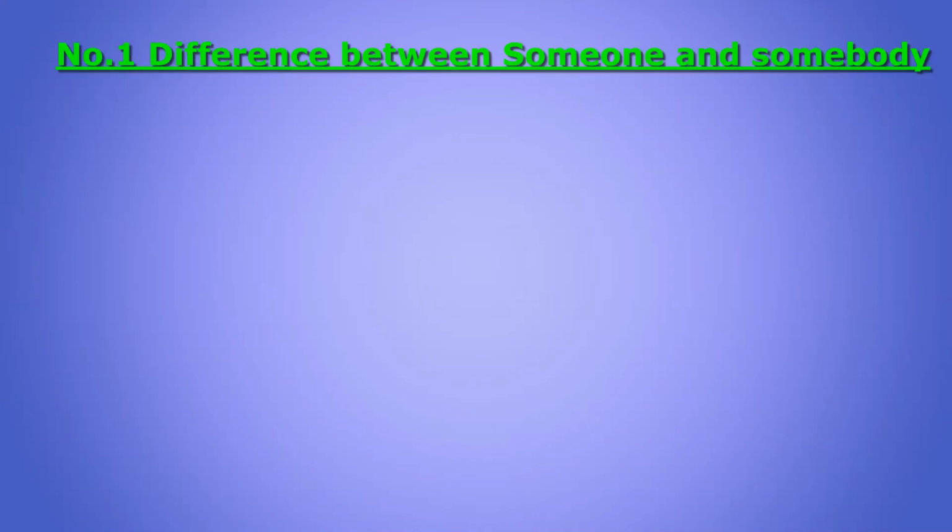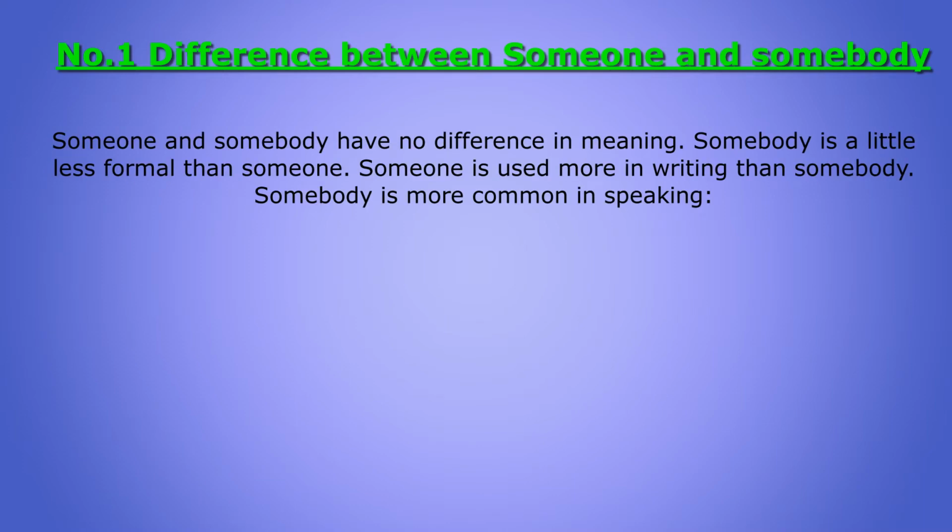Number one, difference between someone and somebody. Someone and somebody have no difference in meaning. Somebody is a little less formal than someone. Someone is used more in writing than somebody. Somebody is more common in speaking. Yani, someone or somebody ke maani mein koi fark nahi. Somebody thoda rasmi hai aur someone zyada tar tahriri taur par istemal kiya jata hai. Somebody bolne mein zyada aam hai.